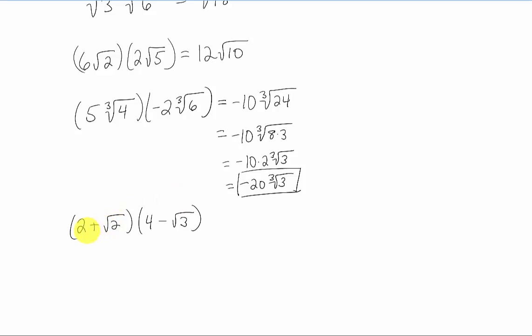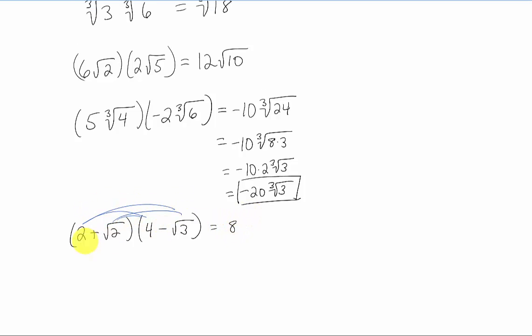Let's multiply these two binomials. And the rules don't change just because we're dealing with square roots instead of x's. We're still going to distribute this out. 2 times 4 is 8. 2 times negative root 3 is negative 2 root 3. Square root of 2 times 4 we usually write as 4 square root of 2. And the square root of 2 times negative square root of 3 is going to be negative square root of 6. Now, if this was a more well-written problem, we might be able to combine some like terms here, but none of these are like terms, and none of these are like radicals. So that is just the answer.